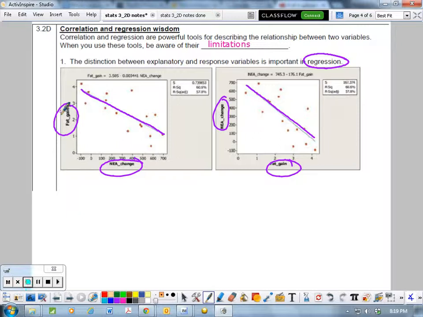Now, what does not change is your correlation and your R squared. So if you look at that R squared, that is the same. It doesn't matter if you flip-flop them. Correlation doesn't change with the flip-flopping, but it will definitely affect your regression equation. So please make sure beforehand you are determining what you plan to be your explanatory and your response, and you keep it that way.